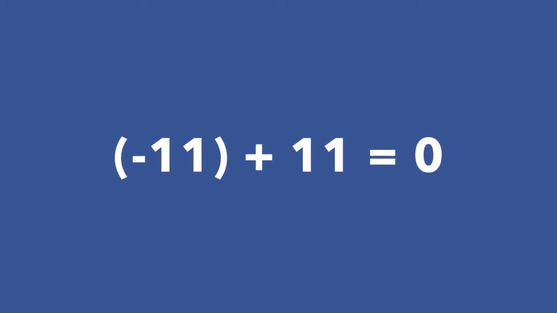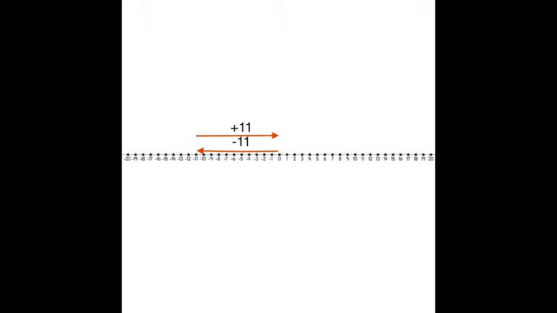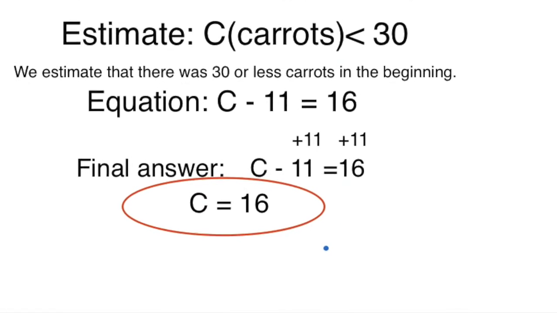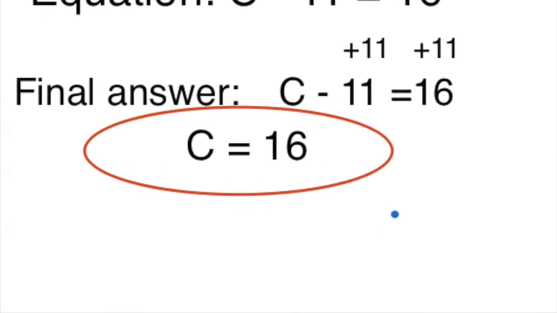If we do this, we will get 0. Think about it this way. On a number line, we have a negative 11. Then we add 11. We get 0. If 11 is out of the picture, now we are just left with C. Our equation looks like this. C equals 16.